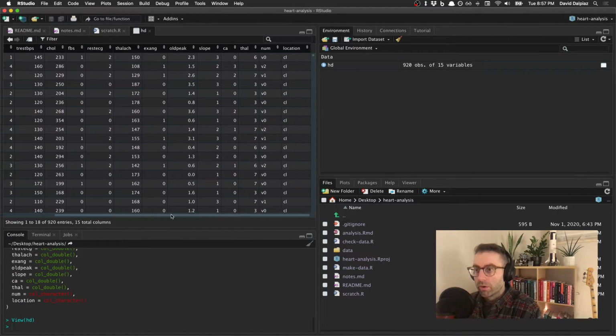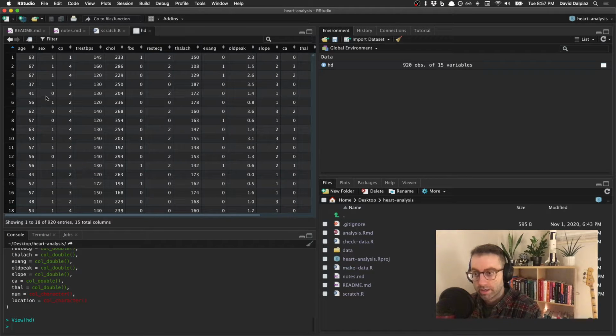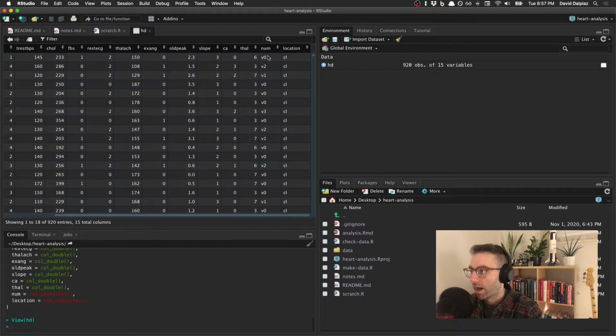The main takeaway, if I recall correctly, is that a row of this data is a patient from a hospital, and columns are information about that patient, such as their age and sex. I forget what some of these things are, so we're going to go look at that in a second. Importantly, this num variable had to do with whether or not the person had heart disease. V0 was our label for no presence of heart disease, and then V1, 2, 3, and I think 4. I forget exactly what it was counting, but those were severity of heart disease. Basically, V0 is no heart disease, V1 through V4 is increasing severity. And then the location was the hospital where the data originated from.